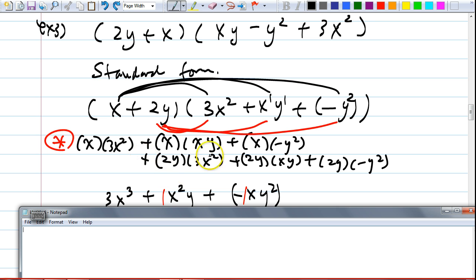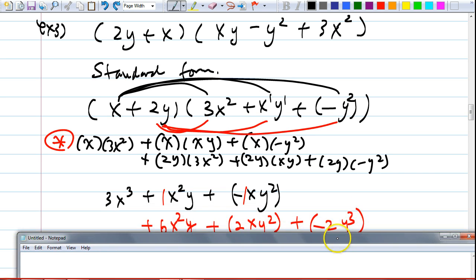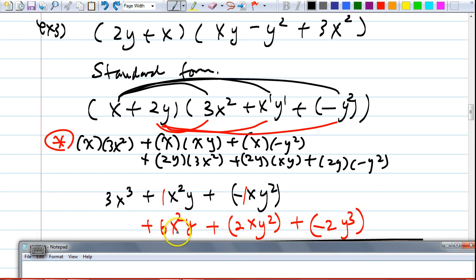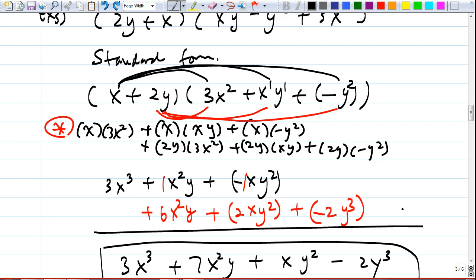No, the bottom part. What's this? If you multiply 2y, you get 6x squared y plus 2xy squared plus negative 2y squared. What are you talking about? 6x squared y plus 2xy squared plus negative 2y squared. Yeah, that's what I mean. Don't you get this, Shirak, the bottom part? Okay, what's your answer, Shirak? That's your final answer. 3x cubed plus 7x squared y plus xy squared minus 2y squared.